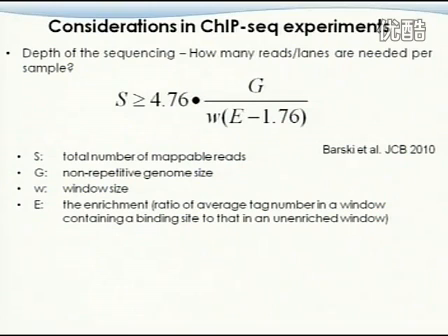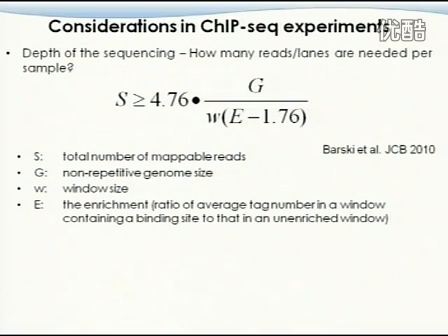The first thing is that S, which is the total number of mappable reads that are required or desired, is determined by several factors. The first one is G. What is G? G is the non-repetitive genome size. For human, that will be 1.5 billion. We know we have 3 billion letters in our human genome, and half of them are repetitive regions. So for this one, that will be 1.5 billion. And so the larger the genome size is, the more reads you will require. That's nothing surprising; it's very reasonable.